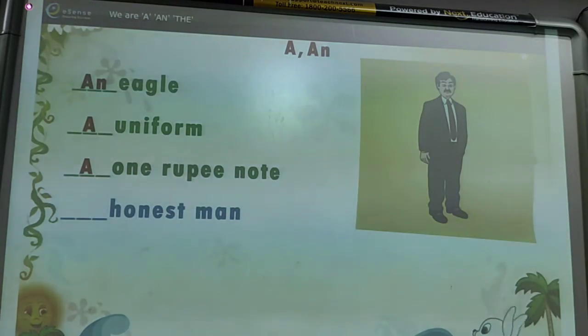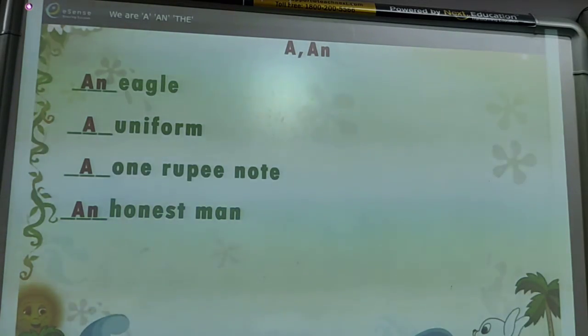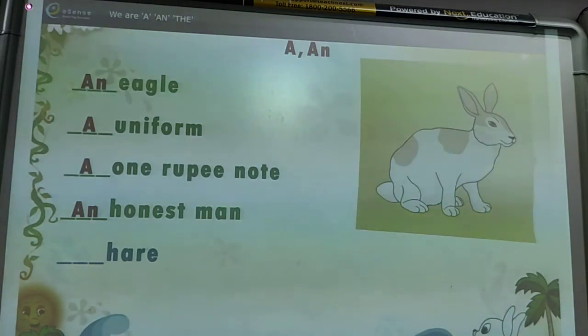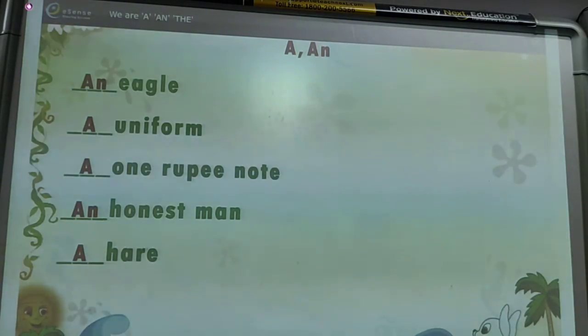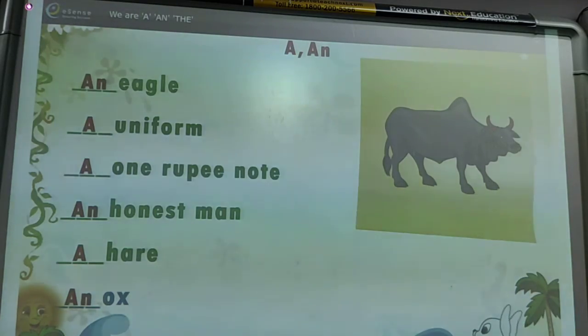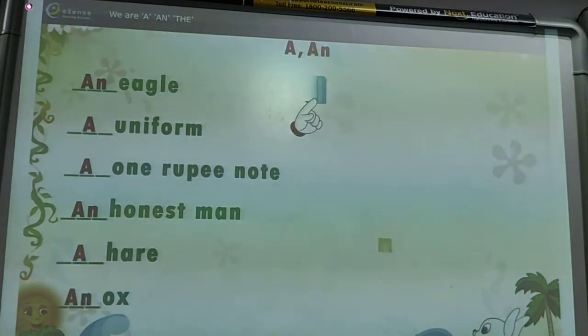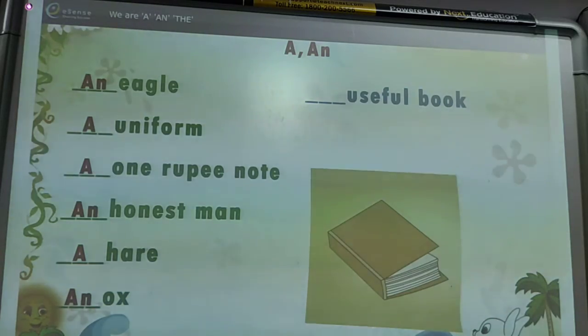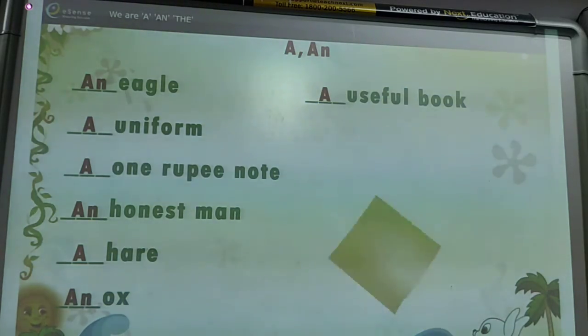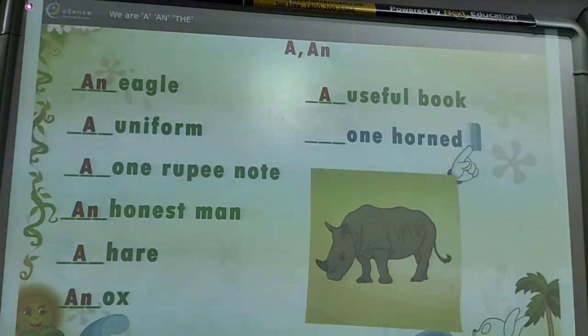The word honest begins with the letter H, which is silent. We use the vowel sound of O. So we put an before the word honest. An honest man. Dash air. An air. Dash ox. An ox. Dash useful book. A useful book. Dash one horn rider. A one horn rider.